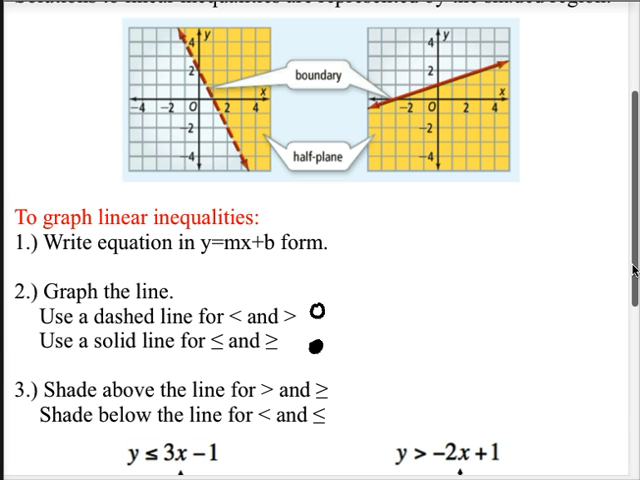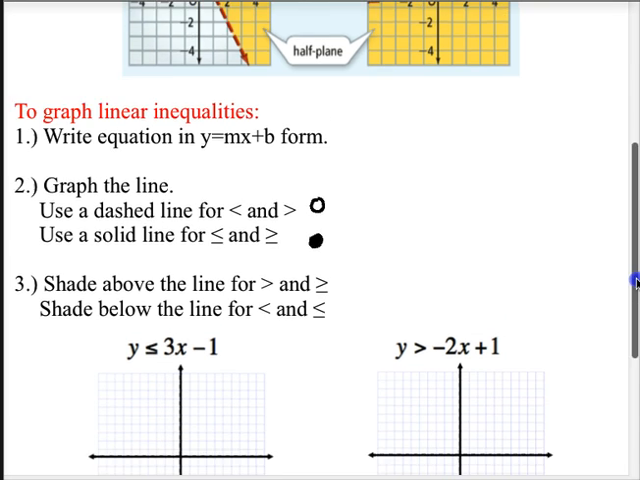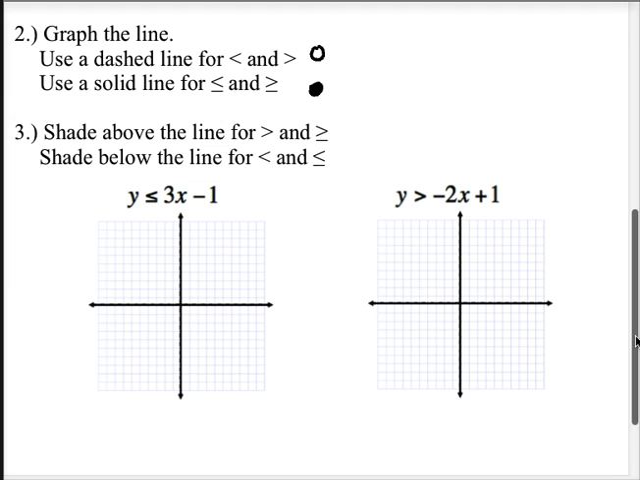You want to use a solid line for less than or equal to and greater than or equal to. That would mean that it is part of the solution, just like a filled in circle before. So that's how you can relate it to your prior knowledge. And then you shade appropriately above for greater than or greater than or equal to, or underneath for less than. So let's dive right into our first example.